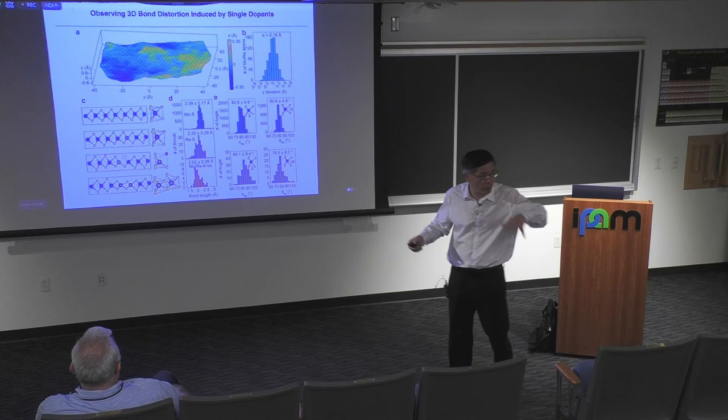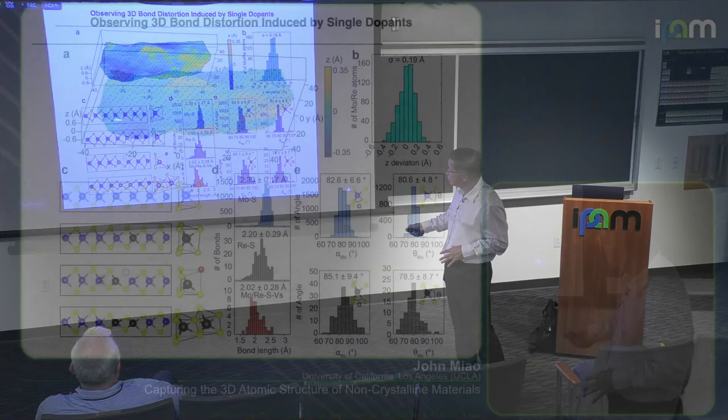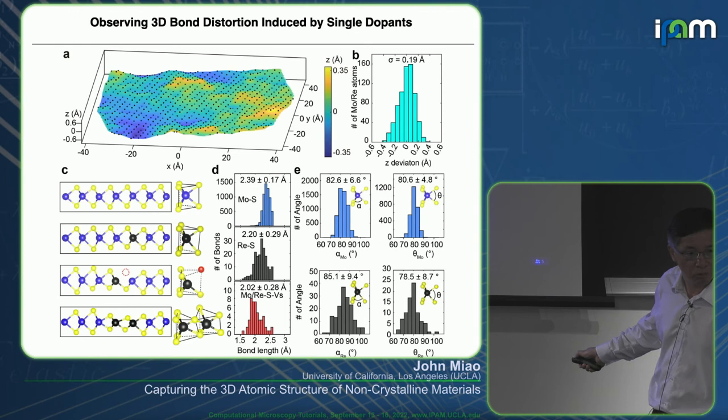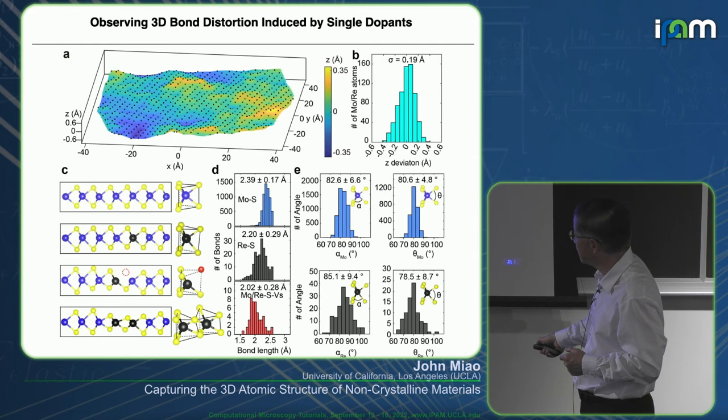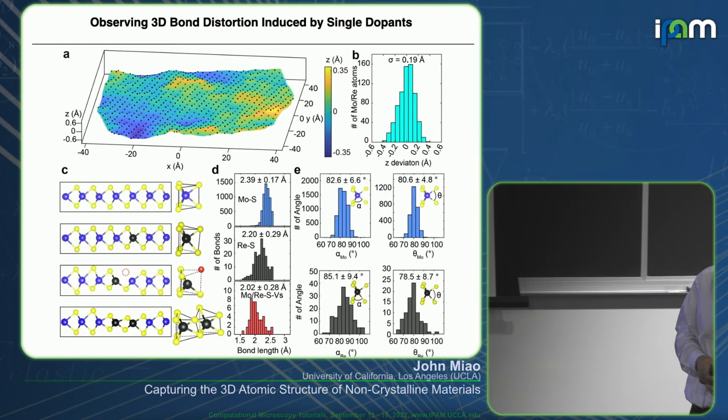And we can also find the bonding. This is a good region where there's a rhenium point defect, which replaces the molybdenum with rhenium atoms. Different Z, then there are some distortions. There are point defects, vacancies, and bond distortion. We can quantify the bond angle and the bond distance.